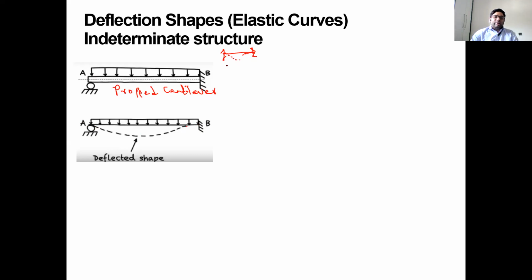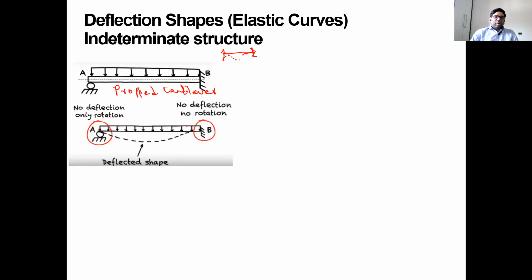So at this point, it should be 0. So this is the deflected shape. So no deflection, only rotation, and here no deflection and no rotation. This is for the inextensible case. So even though there is horizontal deflection, we are trying to neglect it.